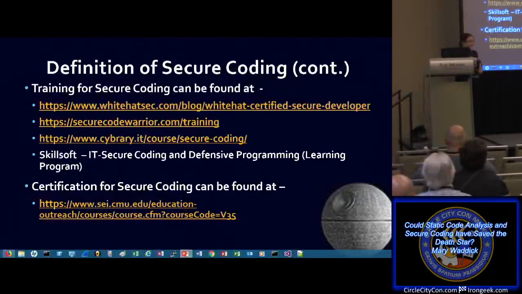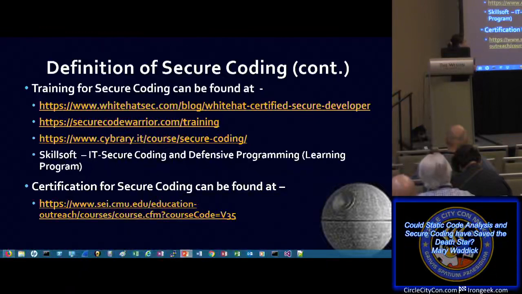These were just some examples. I couldn't include a whole bunch of examples of everything, but these are just some examples of the top 10 for secure coding. Training for secure coding can be found at a whole bunch of different places, but these are just some of the top. White Hat Secure Coding, I actually have this certification, by the way. I was one of the first ones to go through this training. White Hat Certified Secure Developer, they offer that training, and when I took it, it was free. I'm not sure if it still is. It might still be free.